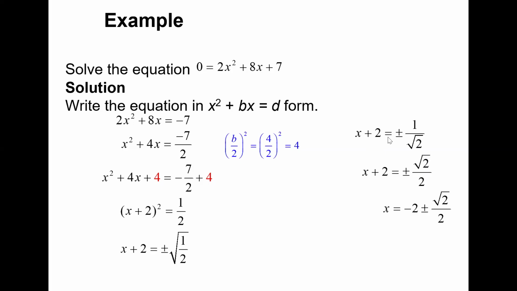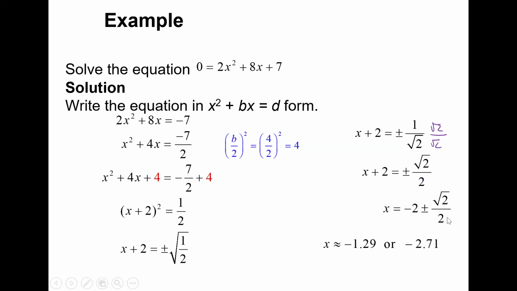Now, what they did here is they rationalized the denominator, and so they multiplied by the square root of 2 over the square root of 2. And so the square root of 2 times square root of 2 is 2, and then square root of 2 times 1 is the square root of 2. And so that's what they've done at this point here. And so then we get this.